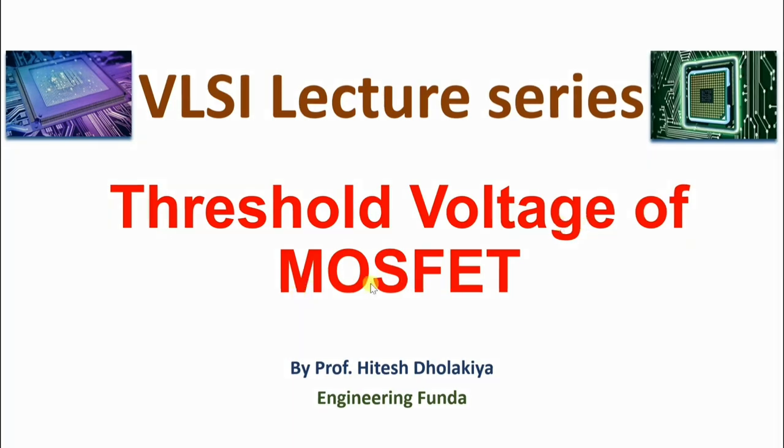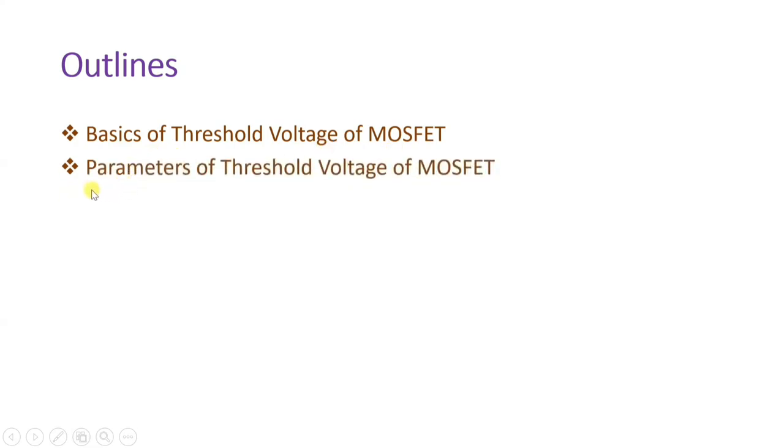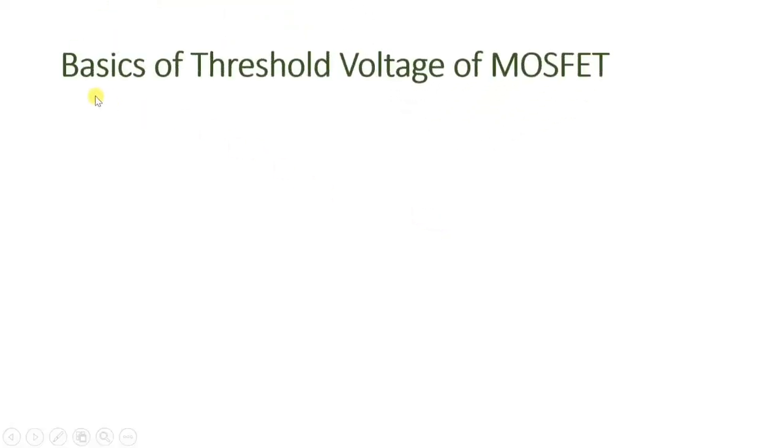Now to explain threshold voltage of MOSFET, these are my session outlines. First we will discuss basics of threshold voltage of MOSFET. After that we will see parameters of threshold voltage of MOSFET. There are a total of 4 different physical parameters which justify threshold voltage. Based on all 4 physical parameters we will derive the equation of threshold voltage for MOSFET. So let us begin with the first agenda, that is basics of threshold voltage of MOSFET.